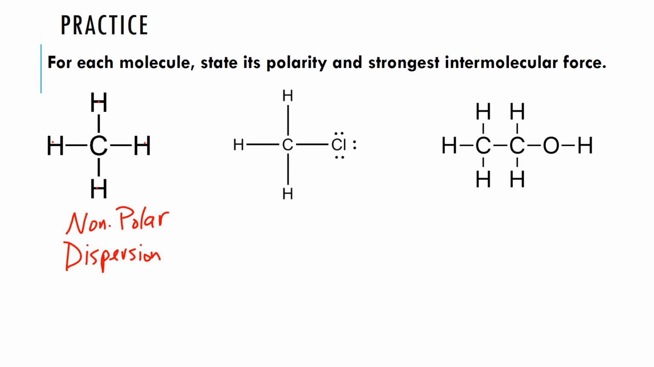The next example, chloromethane. We know that this is polar because all the atoms on the outside are not the same. So we have to ask ourselves, does it have dipole or hydrogen bonding? Well, we have atoms of hydrogen in the molecule, but none of them are bonded to nitrogen, oxygen, or fluorine. So the strongest intermolecular force is dipole-dipole.